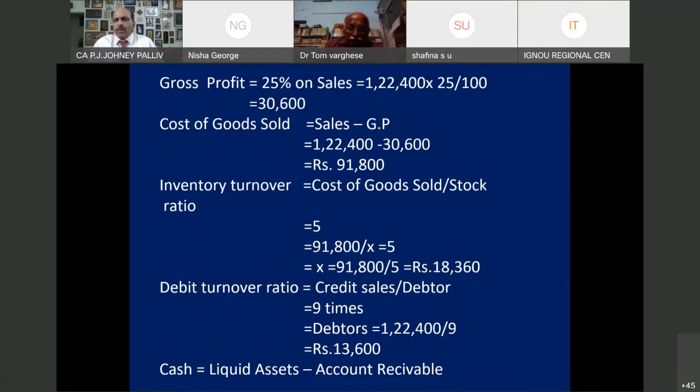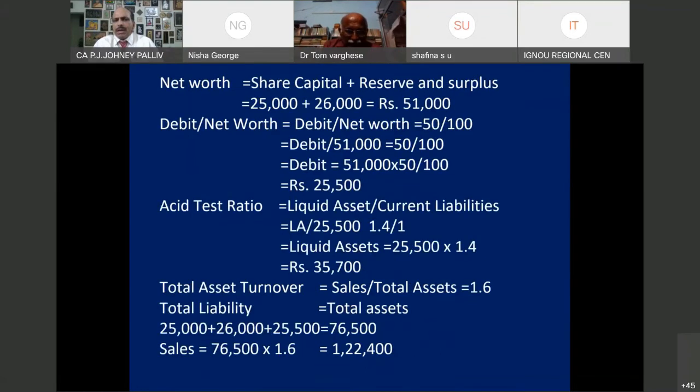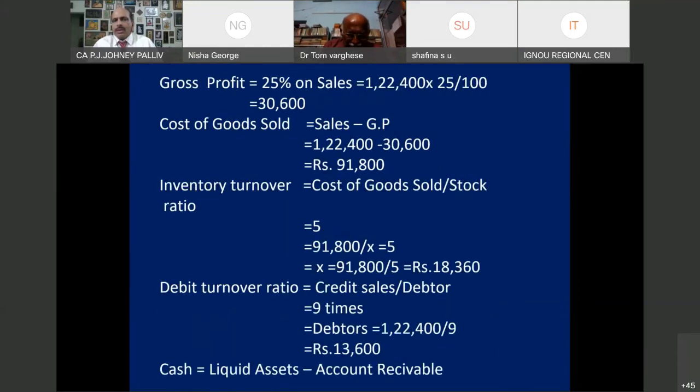You know how you got the sales figure 122,400? That is the sales figure. In the earlier screen, you found out sales. Do you remember? Last line. So what is the sale value? 122,400. Very good. Then what is gross profit? 30,600, I think so.